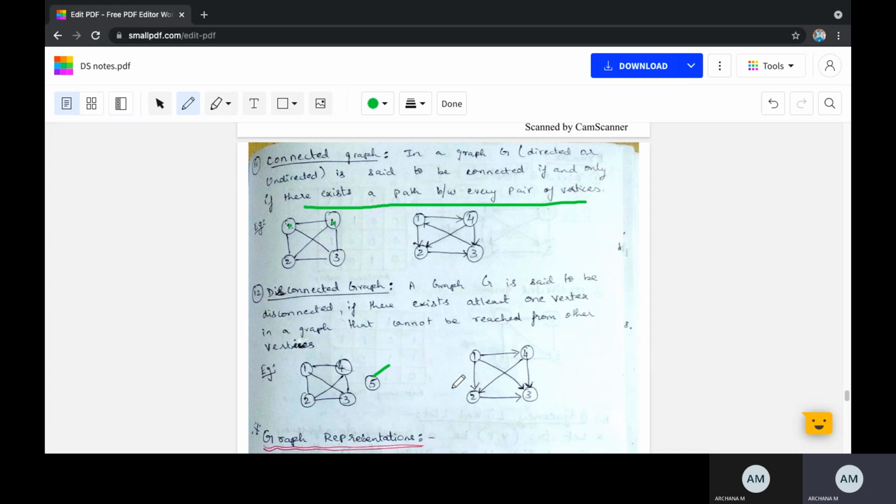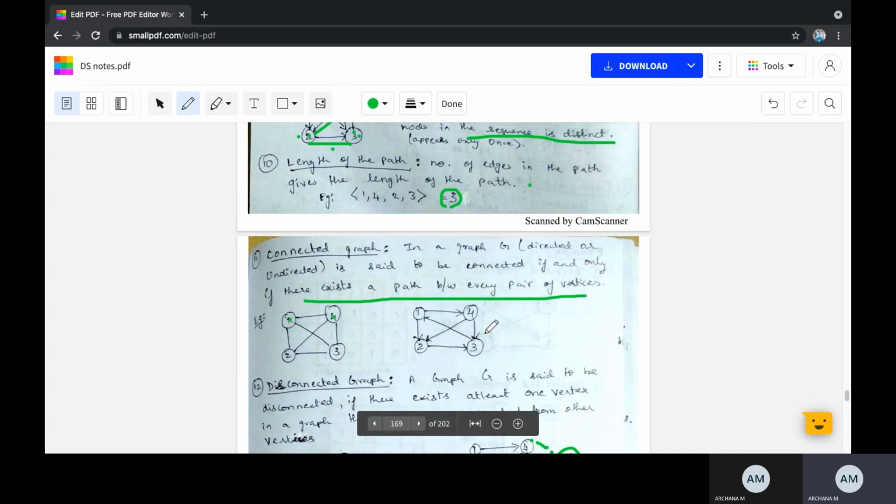Okay. And here, for example, I should write one more node here. Then this is also a disconnected graph because none of the nodes are connected to this. For example, if there was a connection between this and here, for example, a connection from 4 to 5, this would have become a connected graph. But there is no connection here. 4 to 5, there is no connection. So it is known as a disconnected graph.